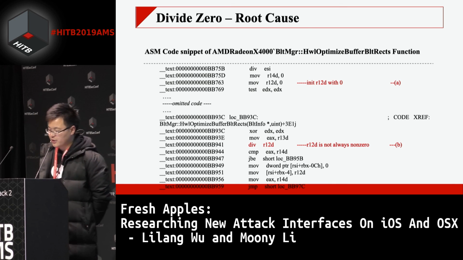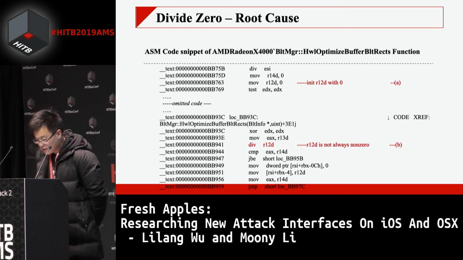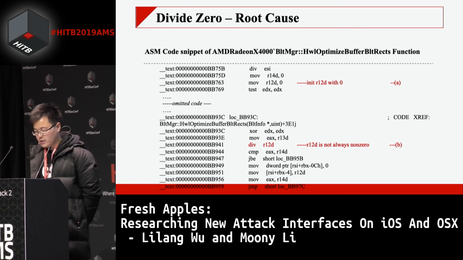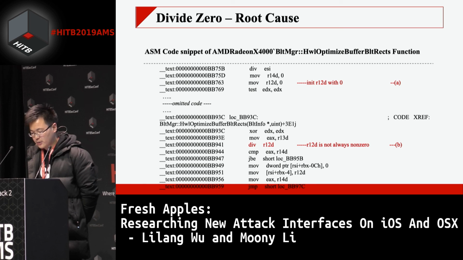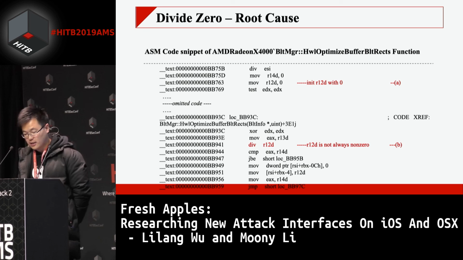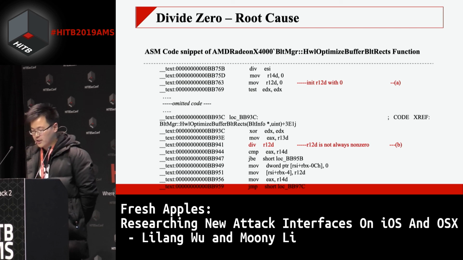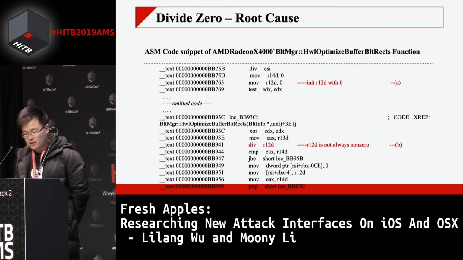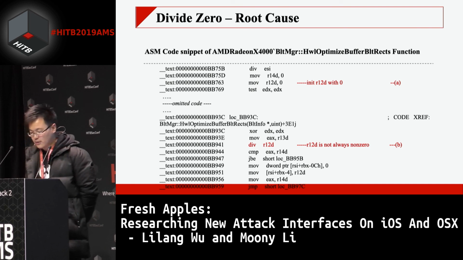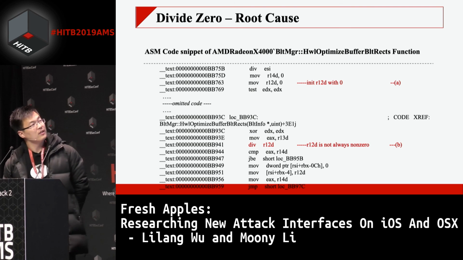This is the assembly code snap of this vulnerable function. The R10D register is initialized with 0 in place A, and it will be assigned a new value within the omitted code if it meets some condition. But that is not certain. Therefore, it will result in a divide by zero bug in place B.